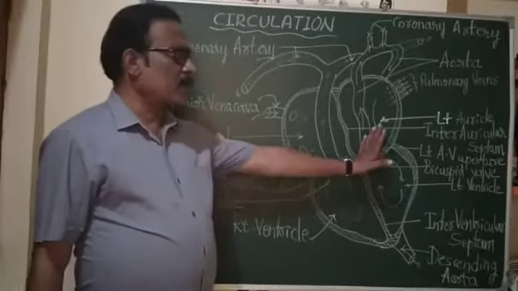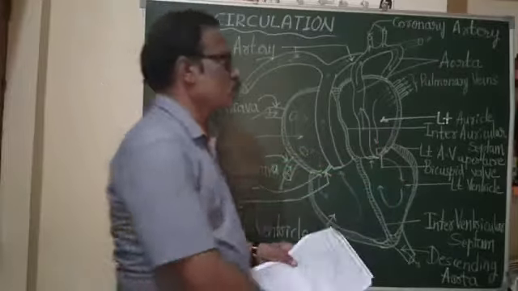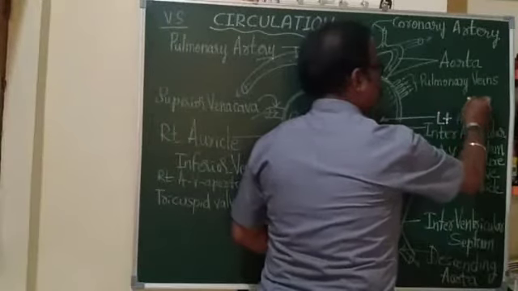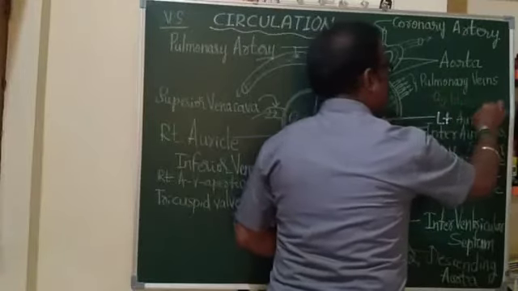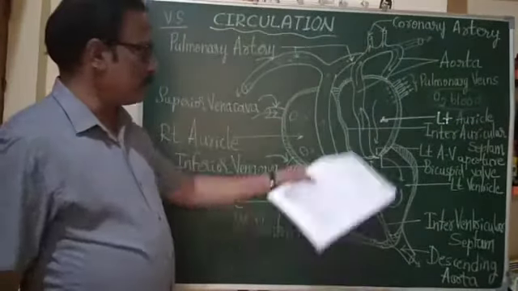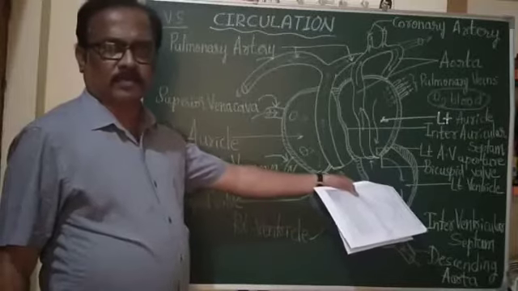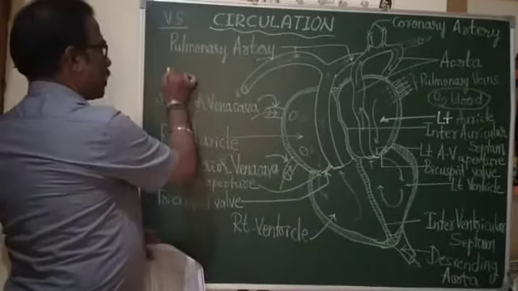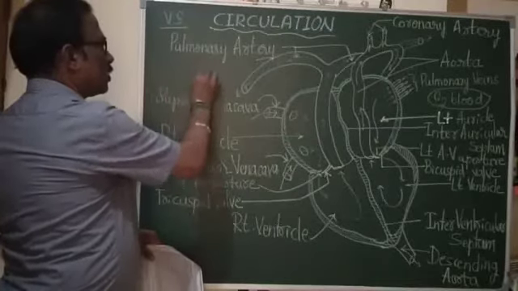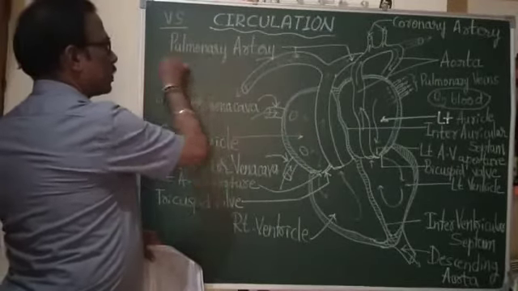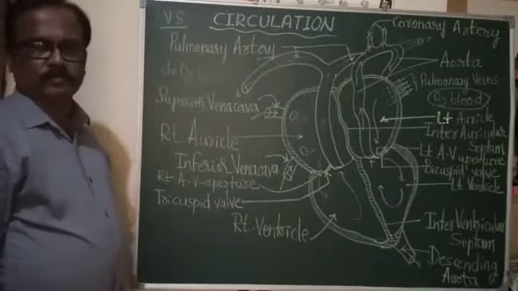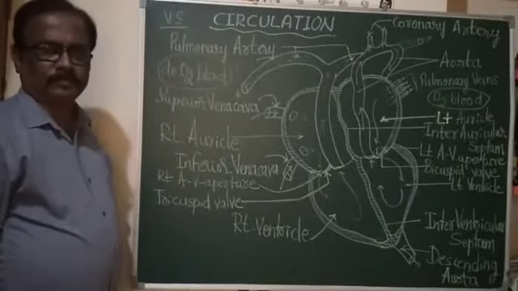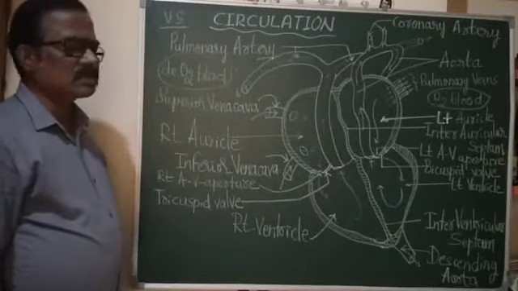So the left part of the heart contains oxygenated blood, in the sense, pure blood. And the right part of the heart contains deoxygenated blood, it means impure blood. So let us see this internal structure.